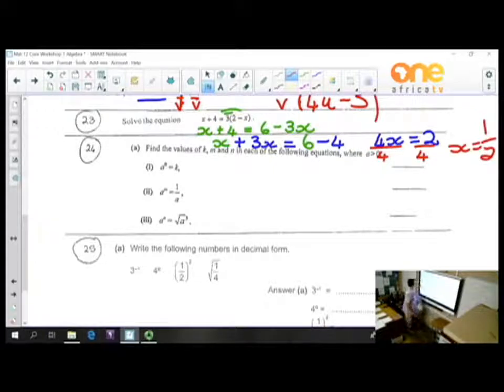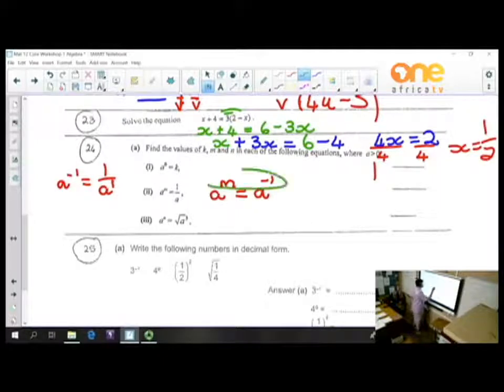The next is about indices again. Find the values of k, m, and n in each of the following ones. Anything to the power of 0 is 1. So the first one's answer is 1. Now look at this one. So a to the power of m is equal to a to the power of negative 1. It's again this rule. A to the power of negative 1 is the positive reciprocal. So I reciprocal it. Now, because your bases are the same, we can just solve the indices, and m is then equal to negative 1. K is 1, m is negative 1.